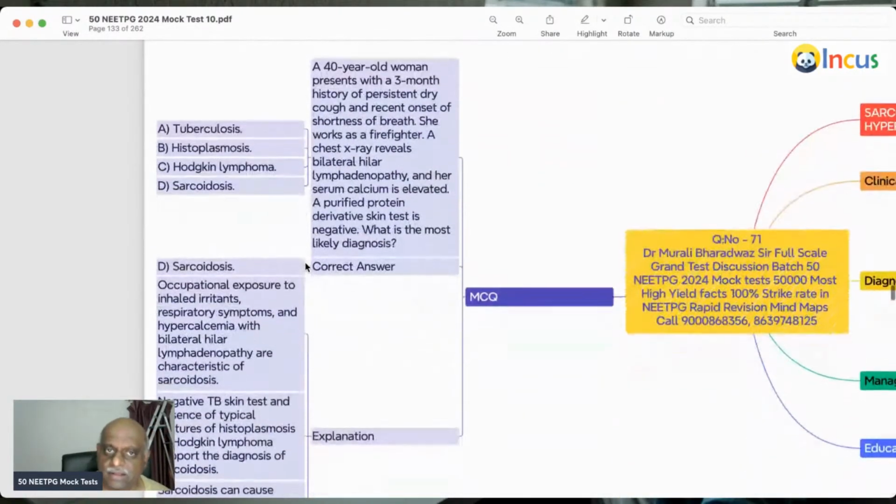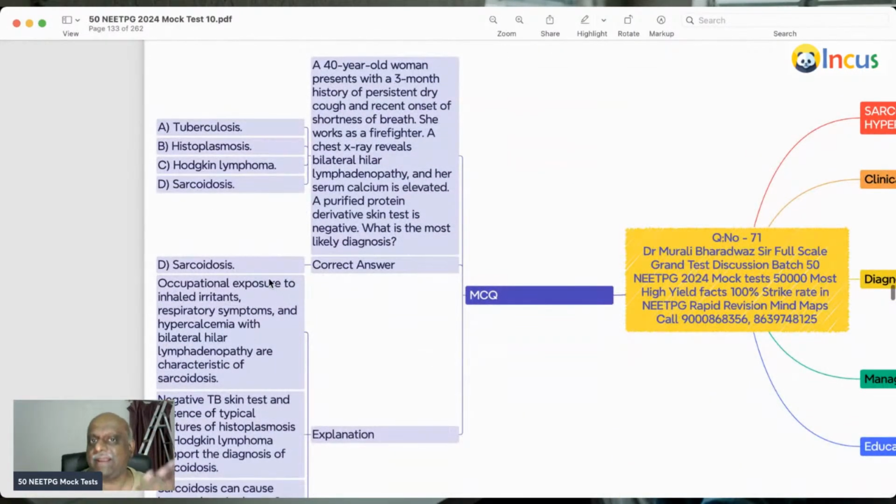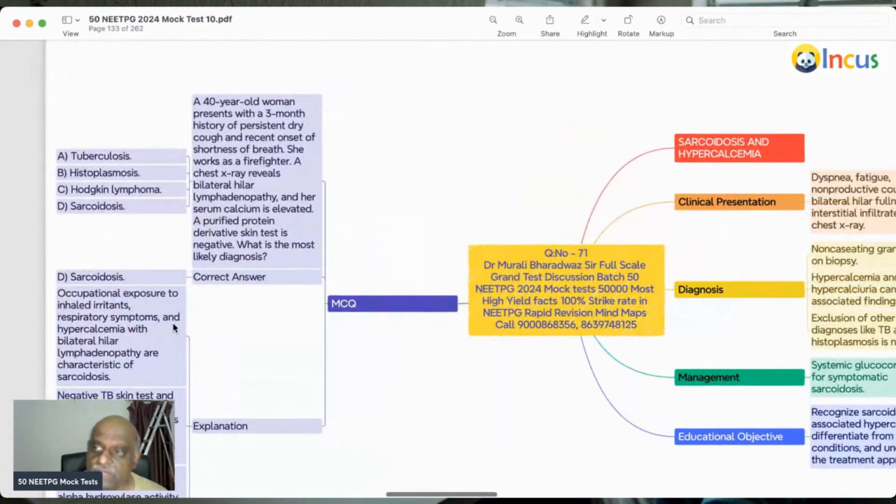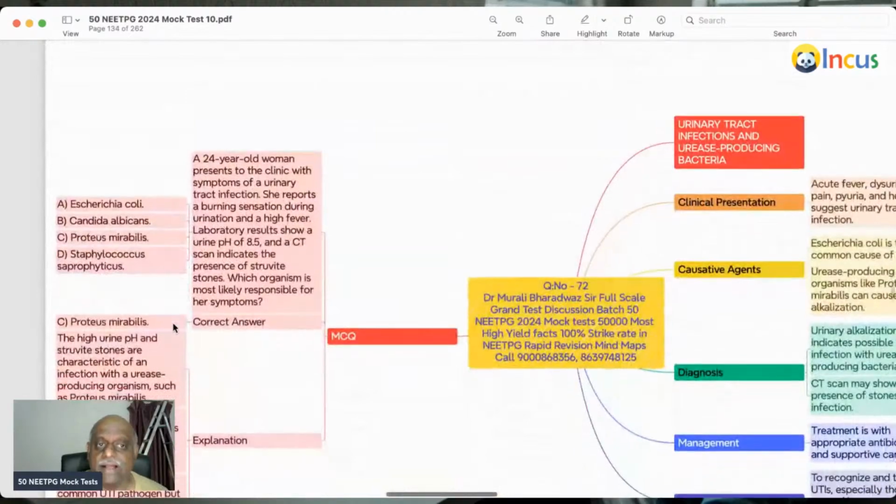40-year-old woman, 3-month history of persistent dry cough. She works as a firefighter, bilateral hilar lymphadenopathy, hypercalcemia, which is classical. So the hilar lymph nodes in sarcoidosis will be so big, they're called potato nodes, is what you need to remember. So sarcoidosis is associated with hypercalcemia.